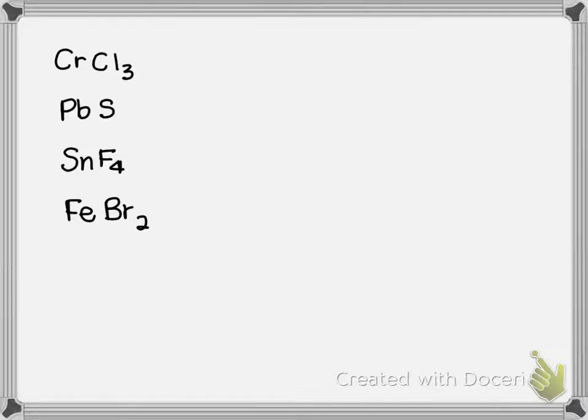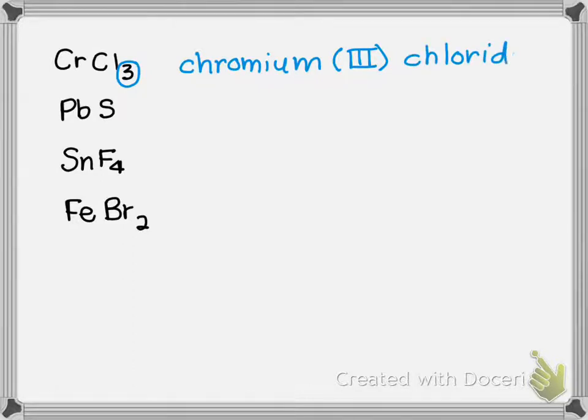All right, so I know this is chromium, and I have my periodic table showing me chromium can form a 2 and a 3. I see that there's a 3 there, so it's chromium 3, and then we'll name the nonmetal with the ide, chloride.